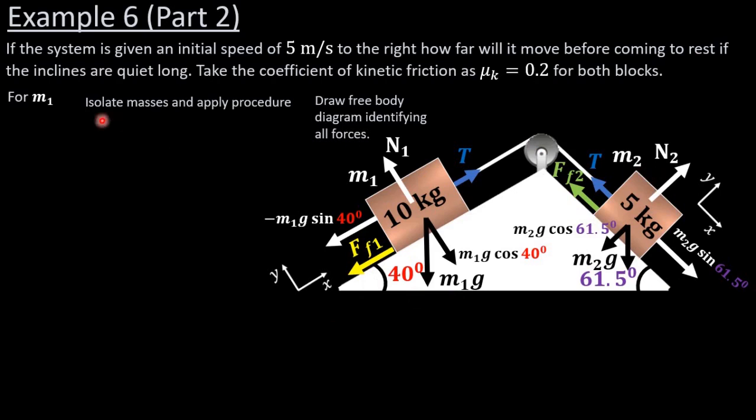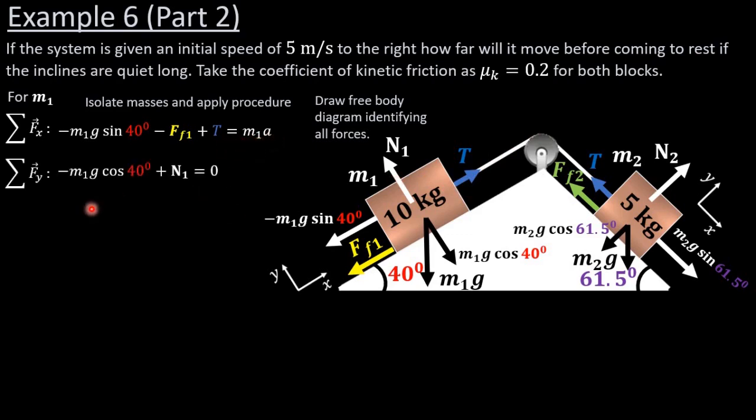So for m1, we find the sum of the forces in the x direction, which is going to be minus m1 g times sine 40 degrees, written here, minus F sub F1, which is the force of kinetic friction, and that is in the minus direction, because that's going in the minus x direction, plus T. T is going to be positive in this case, because this is the force that's driving this block up, equals m1 times a. And then we find the sum of the forces in the y direction for mass 1, so we've got minus m1 g times cos 40 plus n1, just like we had before.